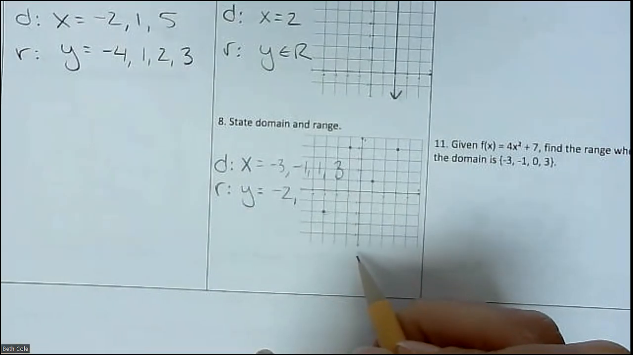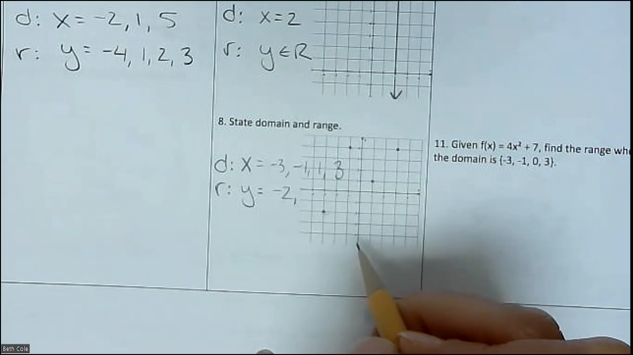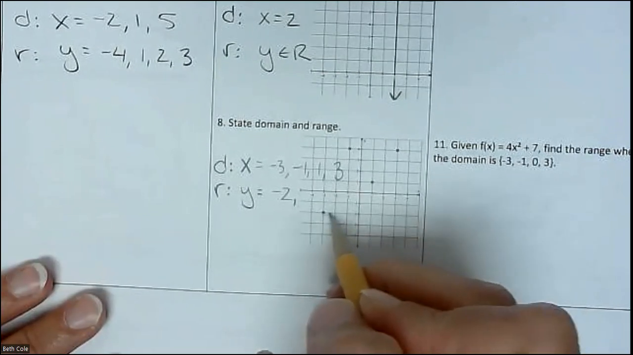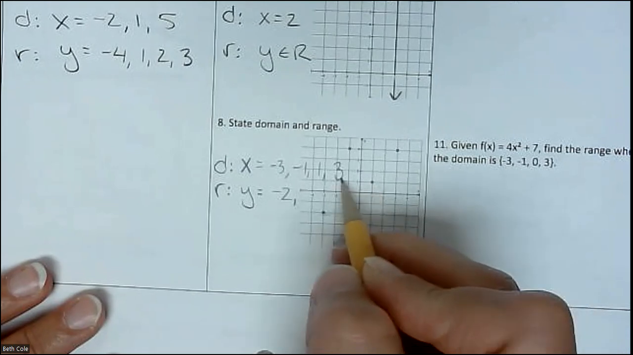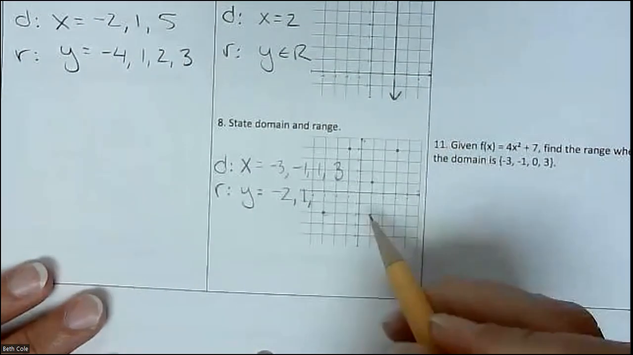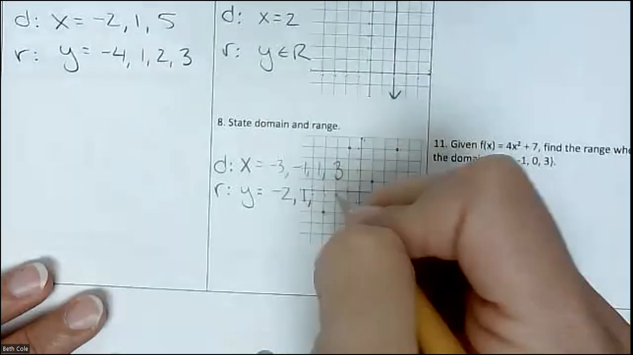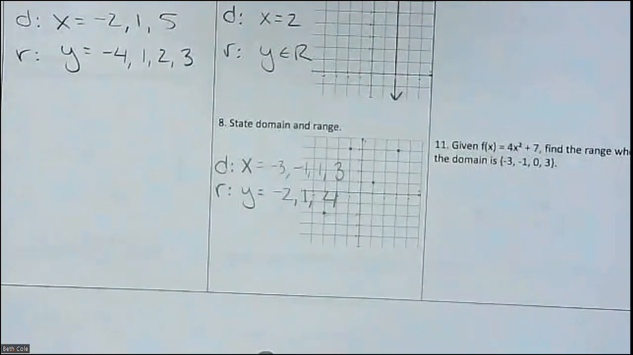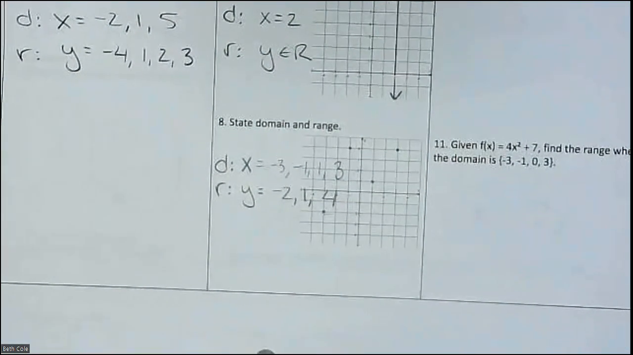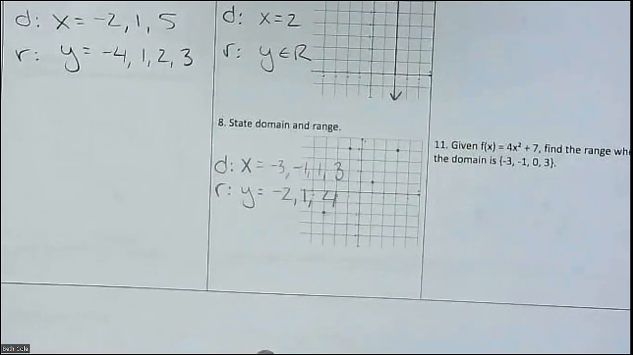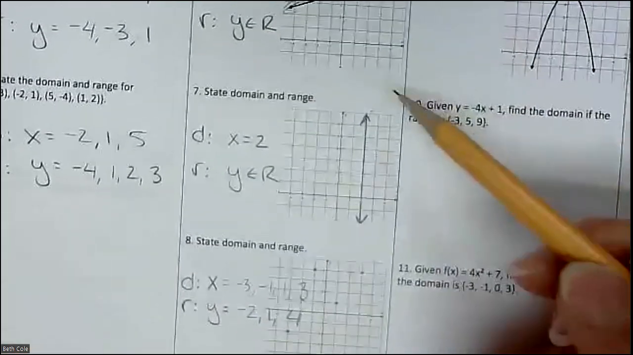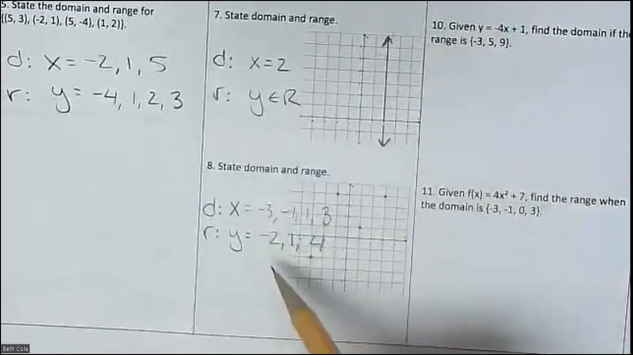After -2, what's the next one? 1, good. And then 4. Do I write it once or do I write it twice? Once. You don't repeat it for the mapping and for whenever you're writing out domain and range. Do you guys understand the difference between a line which has arrows and just random dots?